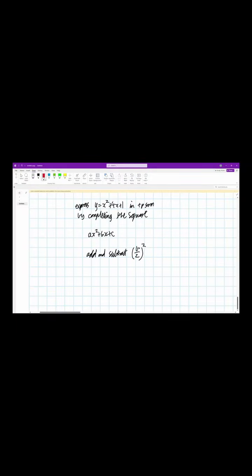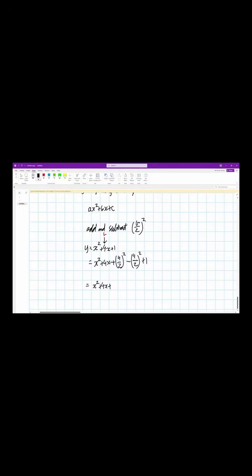Okay, so what does that mean? Well, I'll show you right now. So in our equation, we have y equals x squared plus 4x plus 1. Now, what we're going to do is take the b term, right? Ax squared plus bx, so in this case it's going to be 4. What we're going to do is make this equal to x squared plus 4x plus (4 over 2) squared, which is 16 over 4, plus 16 over 4 minus 16 over 4 plus 1.